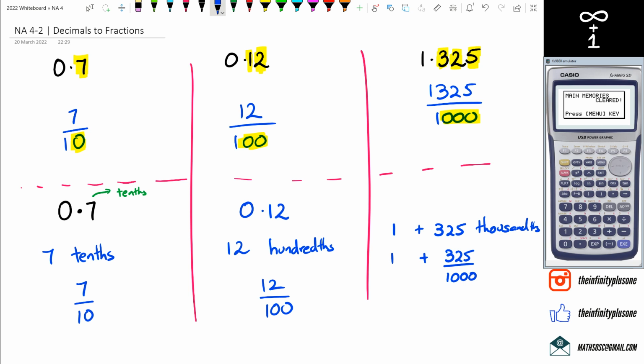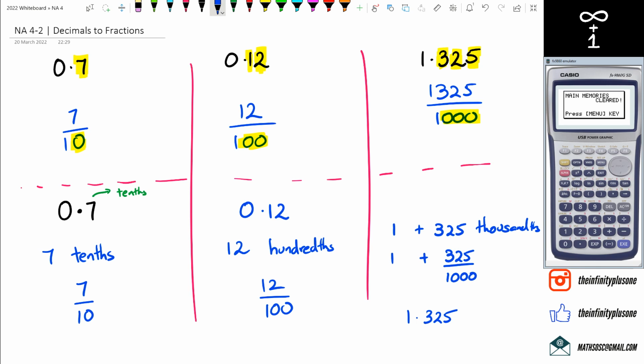Now, if you want to know how to do this, I am going to chuck up a video in about 3 videos from this series, and I'll show you guys how to combine this so that it equals 1.325. All right, so real quickly, that's how to go from decimals to fractions.